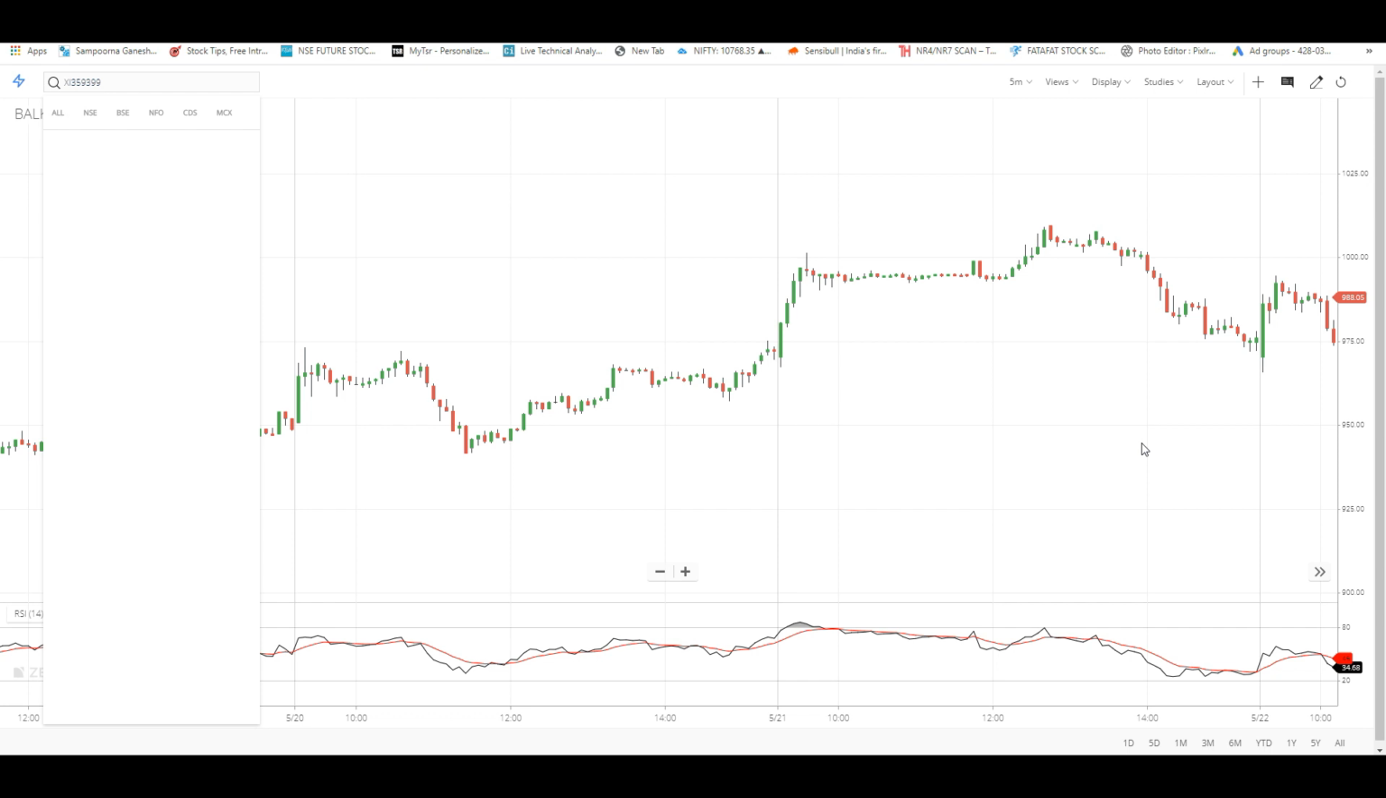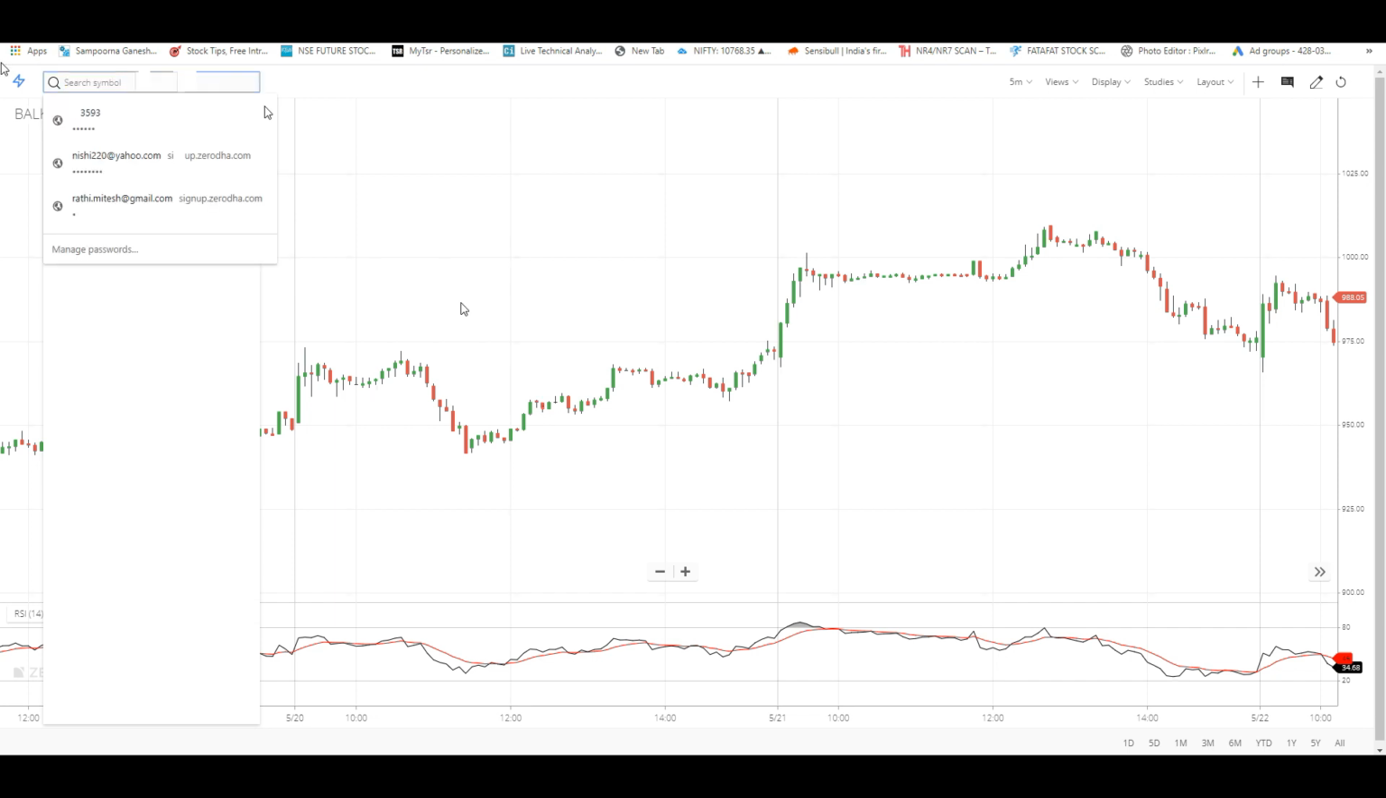I don't want to get into the calculation of how the RSI is calculated, because that is actually not required and it confuses lots of people. But I will show you how the RSI looks and what all things can be used in our day trading.